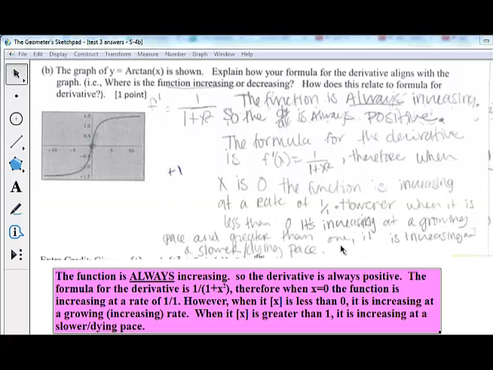And when x is greater than 1, so now we're on this side, the slopes of the tangent lines, and hence the equation for the derivative, approaches a limit of 0. In other words, the slopes of these tangents are increasing at a slower or dying pace.